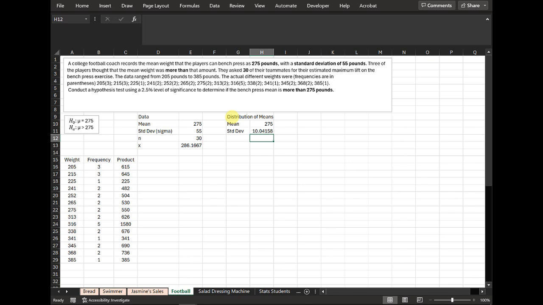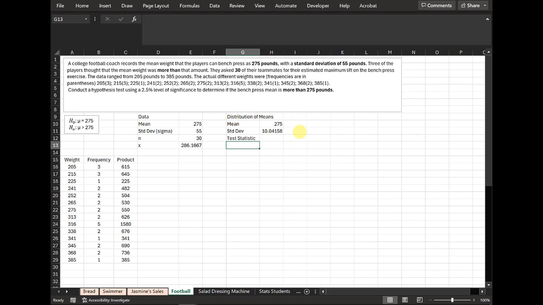And then the last thing that we'll do is we will find a test statistic, because when I talk about this, I always like to do this two different ways. So my test statistic, I'm really just finding a z-score. So I'm going to take my mean from the data minus my known mean divided by the standard deviation from my distribution of means. So there's my test statistic.